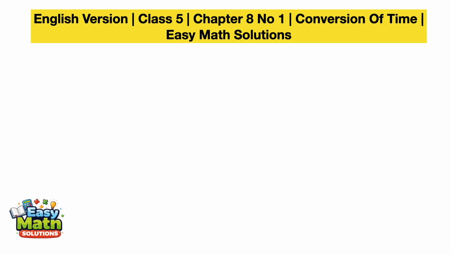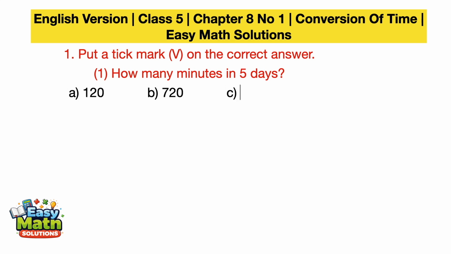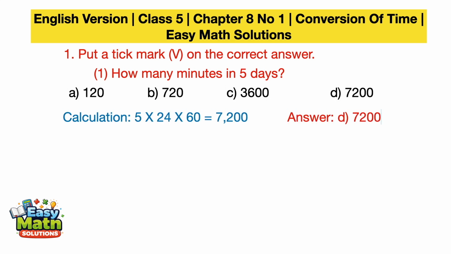English version mathematics, class 5, chapter 8, conversion of time. Number 1, put the tick mark of the correct answer. 1. How many minutes in 5 days? 5 days. Then we know the calculation 5 into 24 into 60 equals 7200. Answer D.